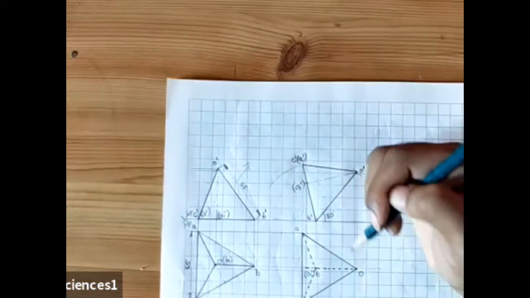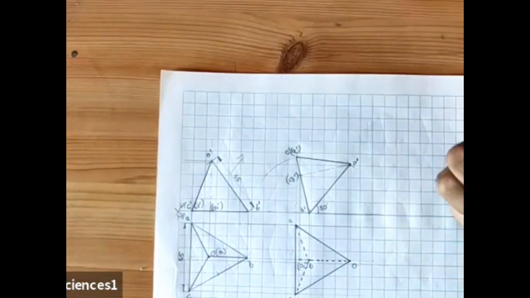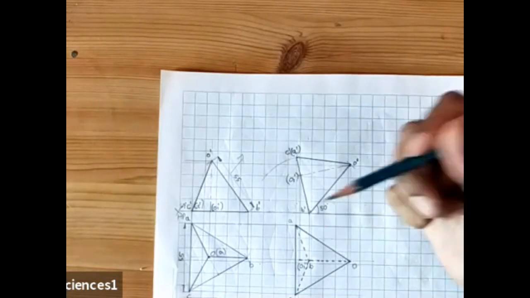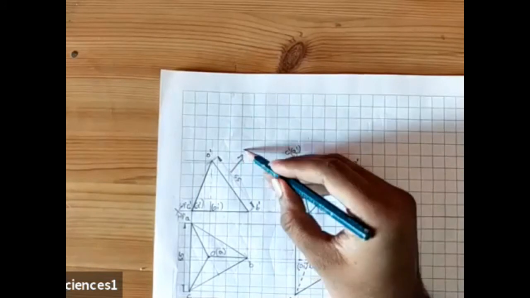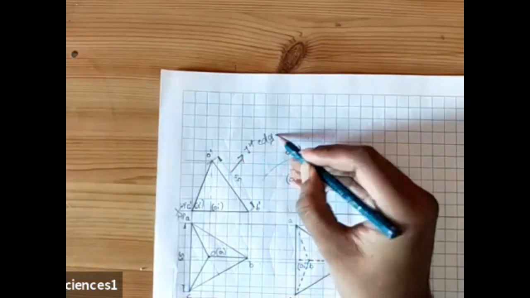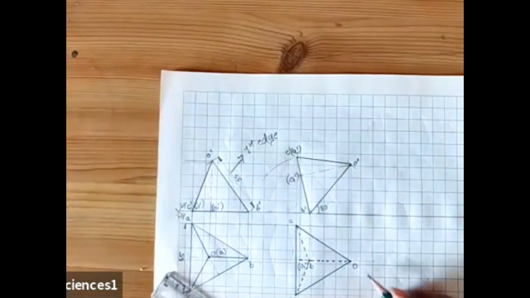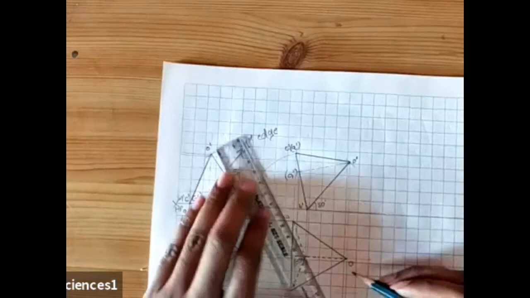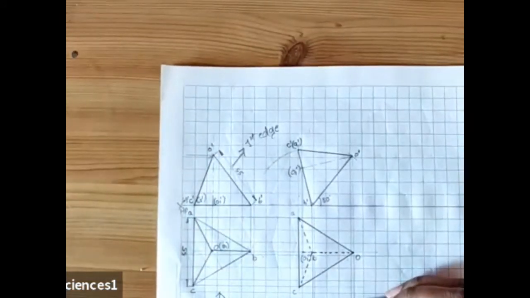Whereas this is the only problem where you will be getting an edge apparent inclination. Previously, whatever solid problems we did were axis apparent inclination problems, whereas this is your first edge, that is O dash to B dash. And where can you find the second edge? O to B. This is your second edge.